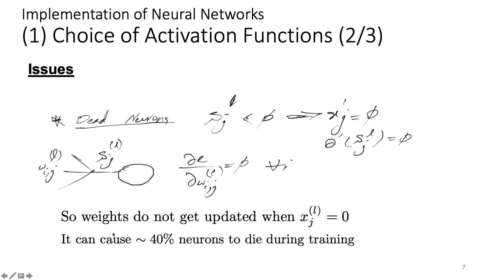So the weights do not get updated on the next iteration as well. When you update the weight, this is still 0. In research, I've shown that around 40% of the neurons gradually die, so you're going to have dead neurons throughout the network. By updating, you're just wasting computation because it's going to get 0 again.